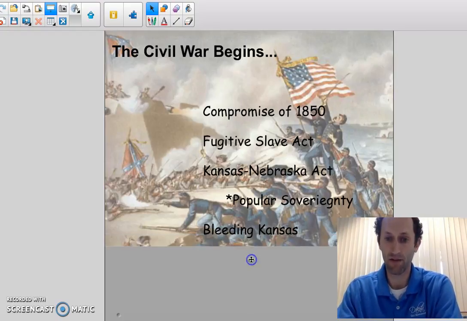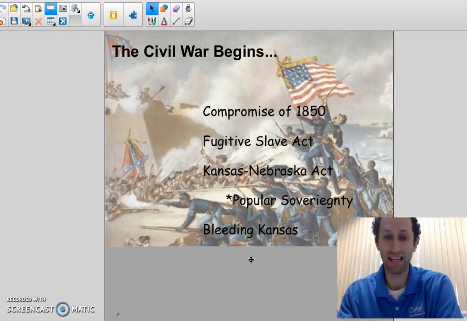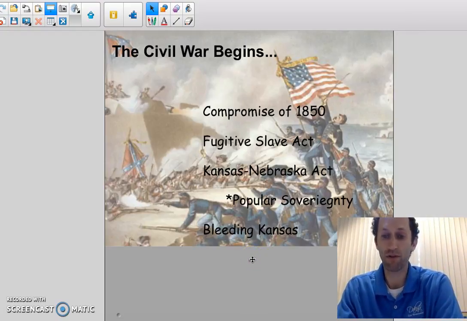Bleeding Kansas comes out of popular sovereignty. We talked about the voting that took place there, right? 6,000 votes were cast, 4,500 of them were from people in Missouri, the next door state. Only 1,500 people from Kansas actually voted in that. They put in a pro-slavery legislature, and that just caused problems.